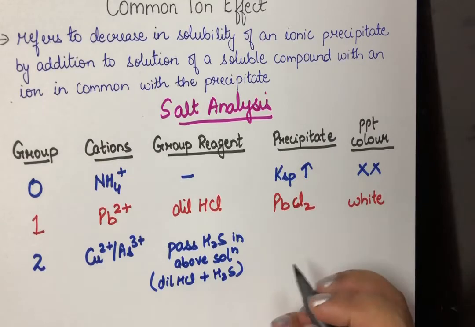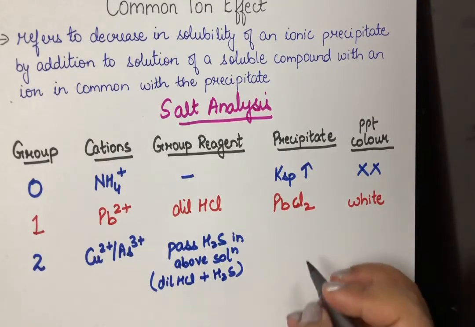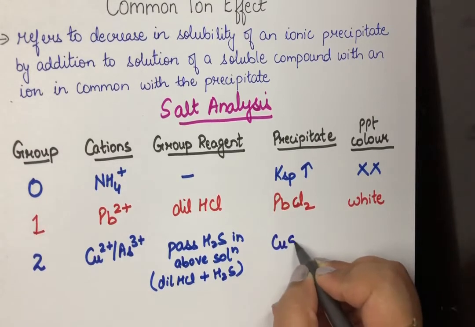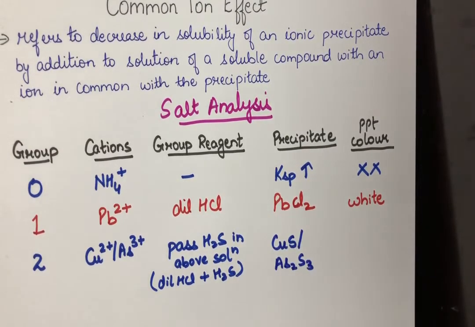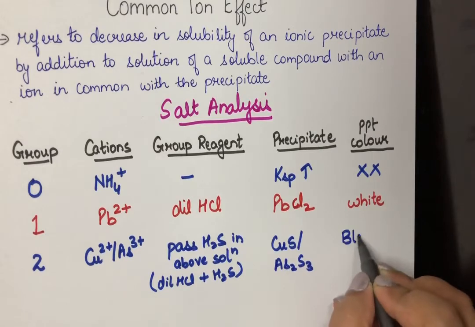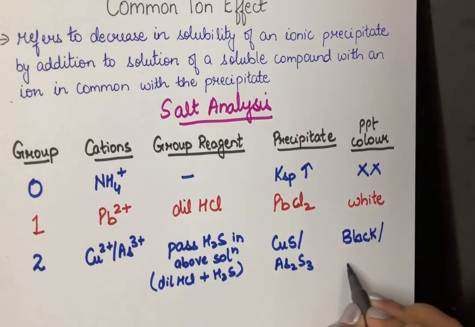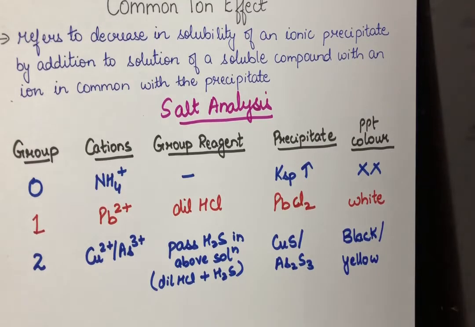Okay, so now what is the precipitate? In which form is your precipitate there? Either it is copper sulfide, or if it was arsenic, it is arsenic sulfide. So here the precipitate is in the form of sulfides. And what is the precipitate color? It is black if you are using copper, and it is yellow if you were using arsenic. Okay, now let's go to the next group.